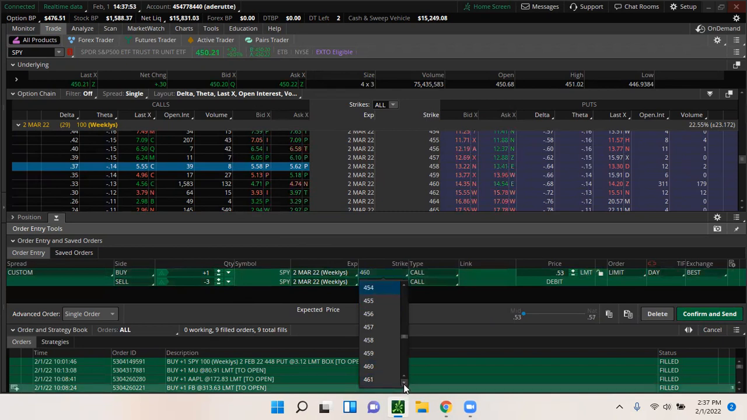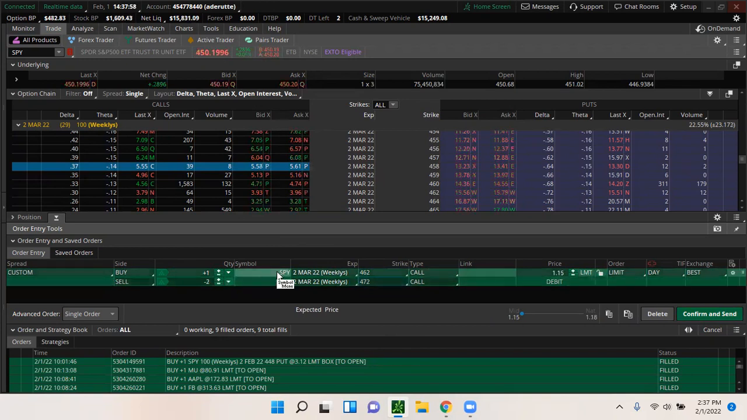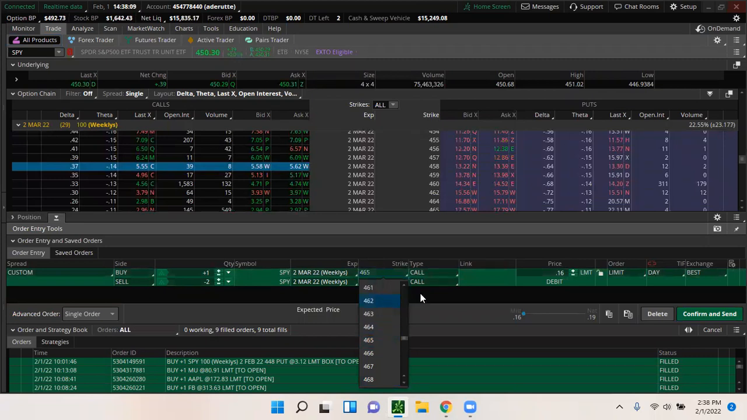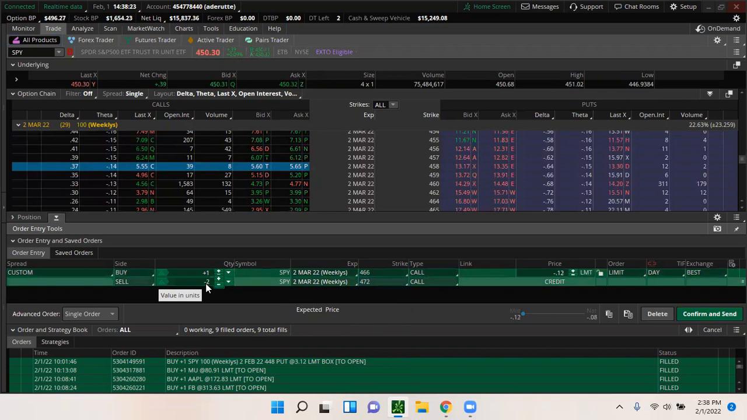460. You are selling a call and you're buying a call slightly lower. Do it this way for 60. And I'm going to show you why in just a second. Lower is more expensive, of course. Okay. All right. Let's do this example. And this is why I like it. So I'm selling 2 calls at 472, and I'm buying 1 call at 466. And look at what that looks like.